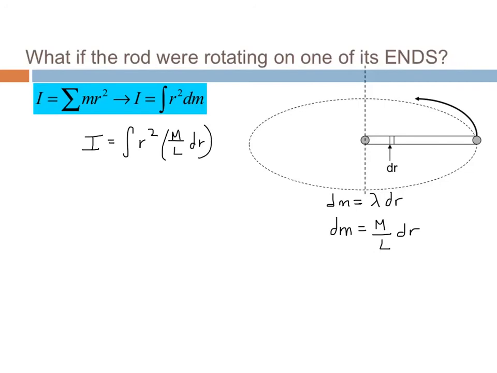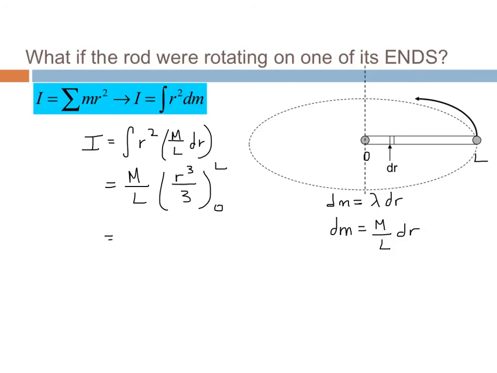Again, very similar process. Because m and L are constants, we're going to go ahead and pull those out and take the integral of r squared. So that becomes r cubed over 3. Now, the biggest difference here is our limit. We're still going to look at the entire length of the rod, but now we're going from 0 to length L. So again, 0 is located at the center of our axis of rotation, and it's going all the way to the end of the rod, L.